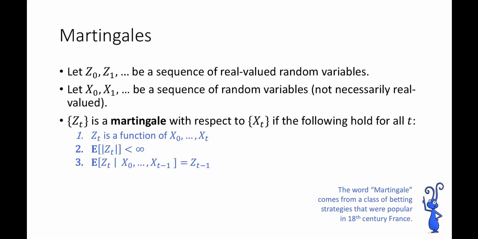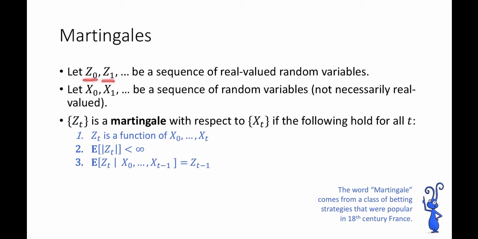Martingales are a useful tool for analyzing random processes. We're going to define them in this video, and in the next video we'll see how to use them to prove the Azuma-Hoeffding inequality, which is kind of like a Chernoff bound that can work even on dependent random variables. Cool. Let's get started with the definition of a martingale.